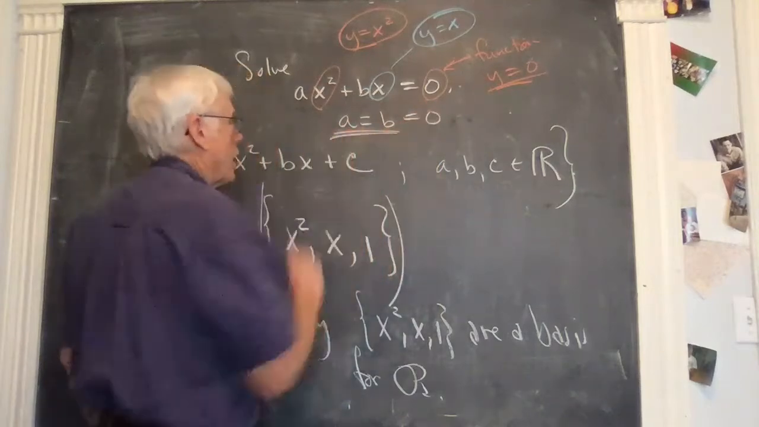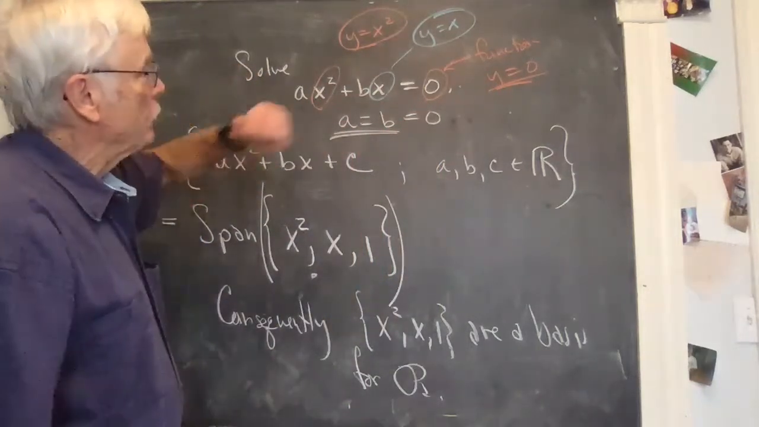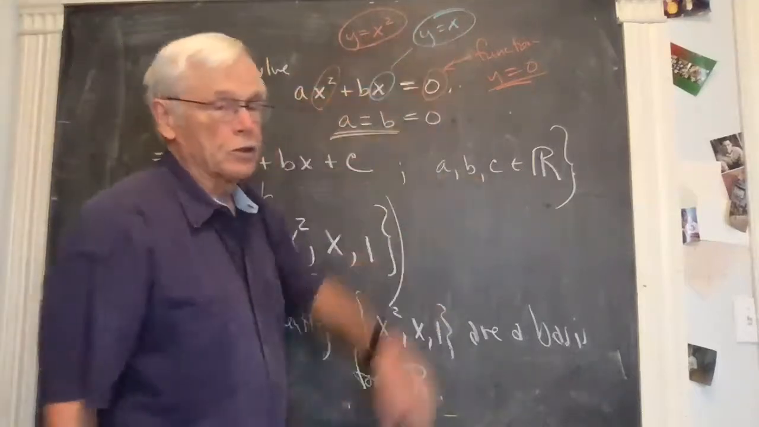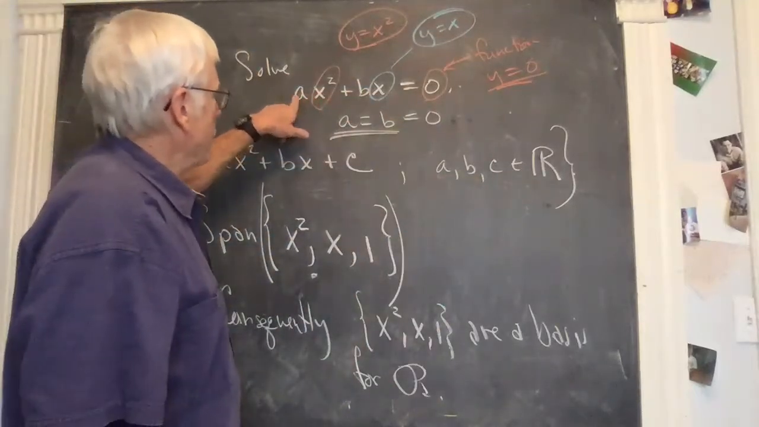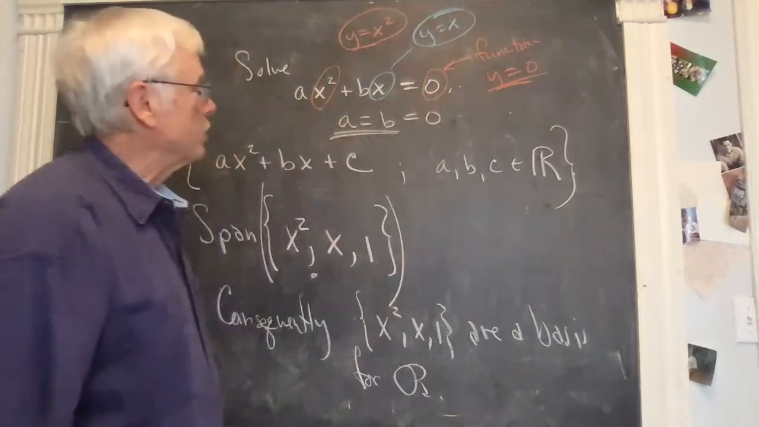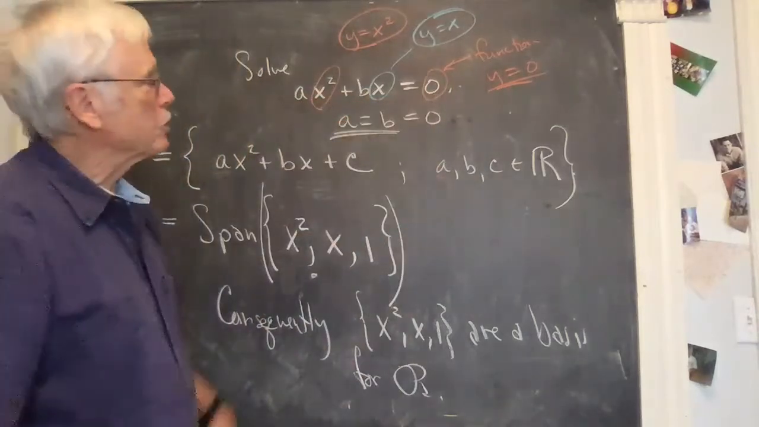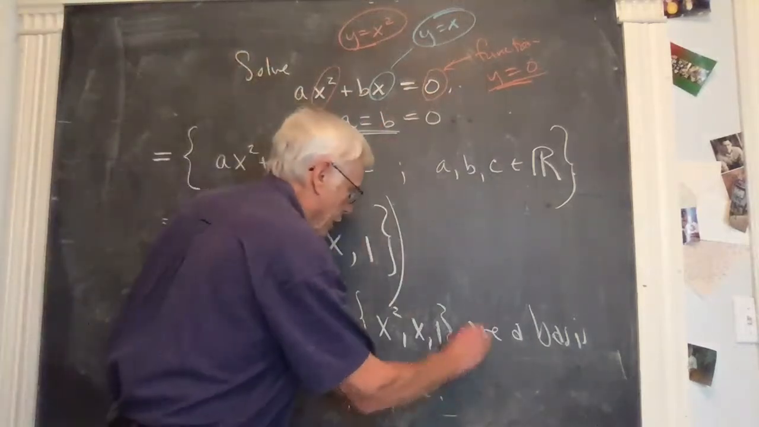Now, a and b are just constants, but x squared and x are not exactly unknowns here. They represent these two functions. So we want to know if you add a times this function plus b times this function, can you get the 0 function? No, you cannot get the 0 function unless a and b are both 0. So these are also linearly independent.